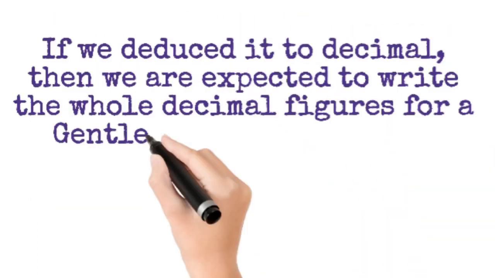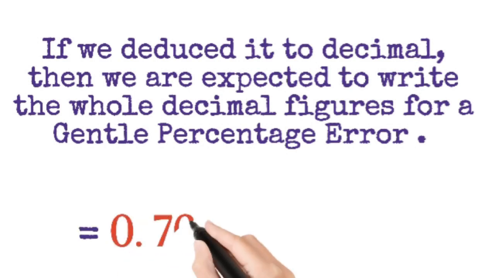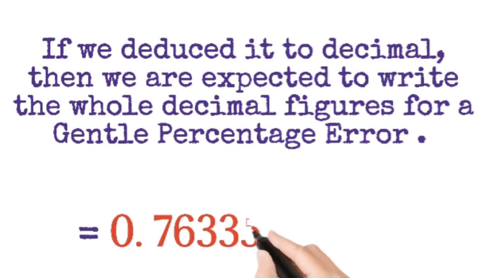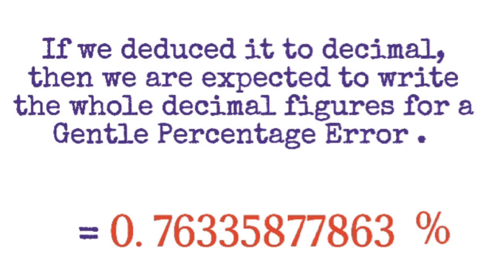If we reduce it to decimal, then we are expected to write the whole decimal figures for a correct percentage error. We are finding the percentage error. Therefore, we must write the whole percentage error for the correct answer. We cannot say, oh, it is 0.76335877863, it is very, very long, so let me round it off. No, this is percentage error. Our percentage error is this answer.